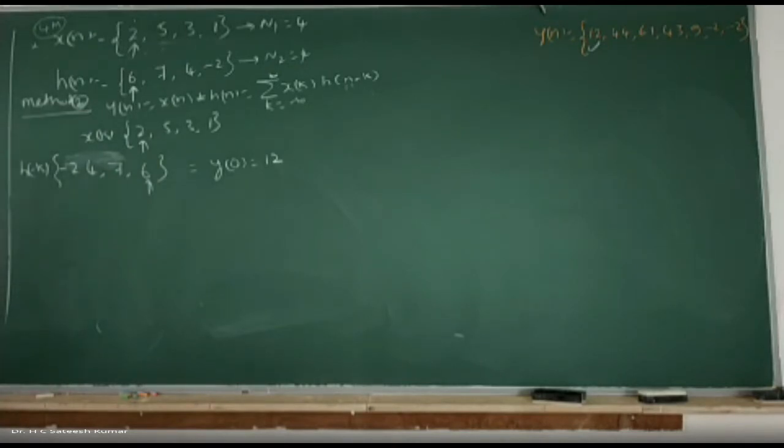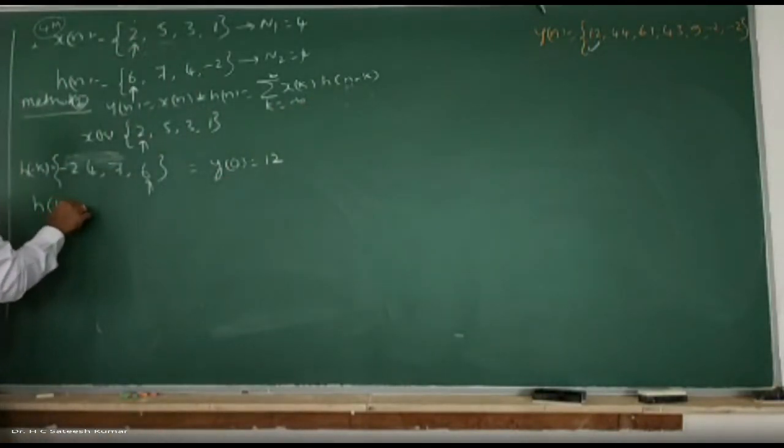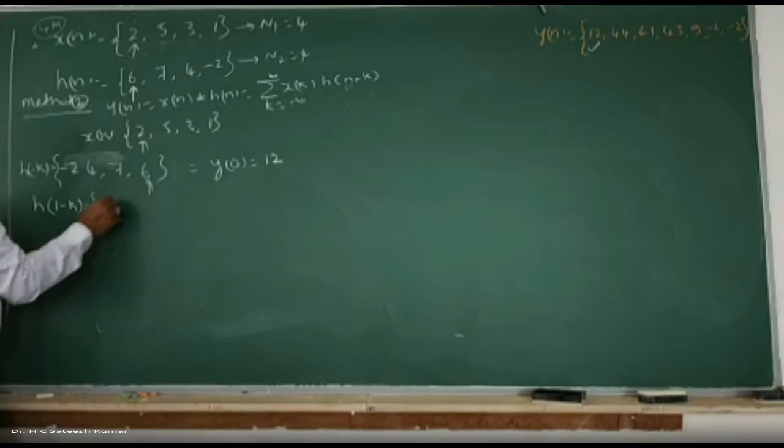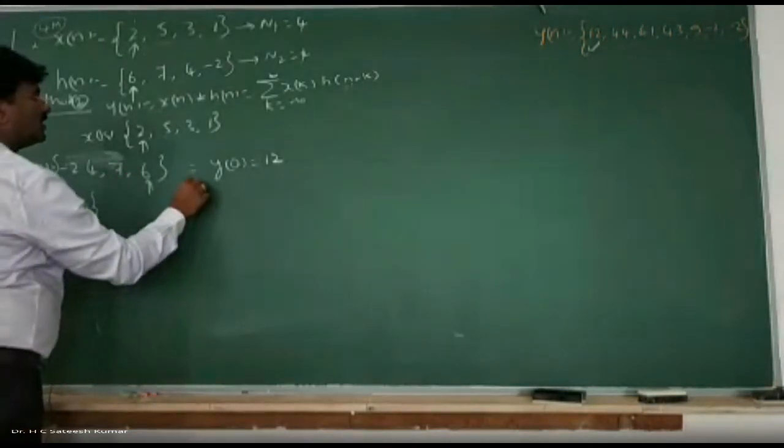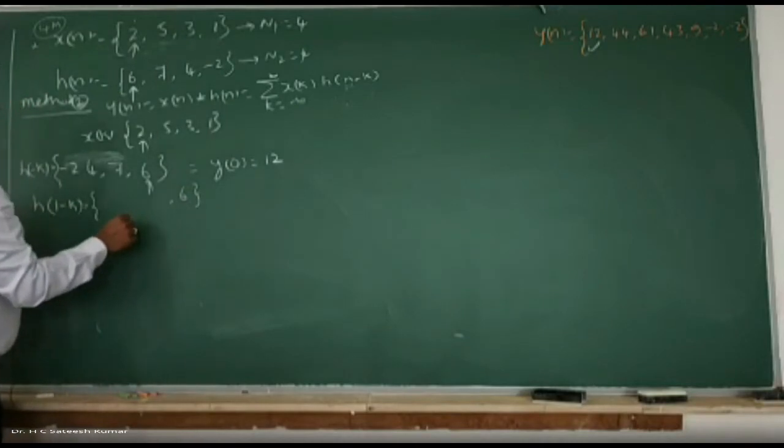Now we shift towards the right. So what do we have? n is equal to 1. Put n is equal to 1 in this equation: h of 1 minus k. 1 minus k, because n indicates the shift on the k axis. h of 1 minus k is equal to what? You write this one. Shift right by 1 unit. So you can write it 6 and 7.